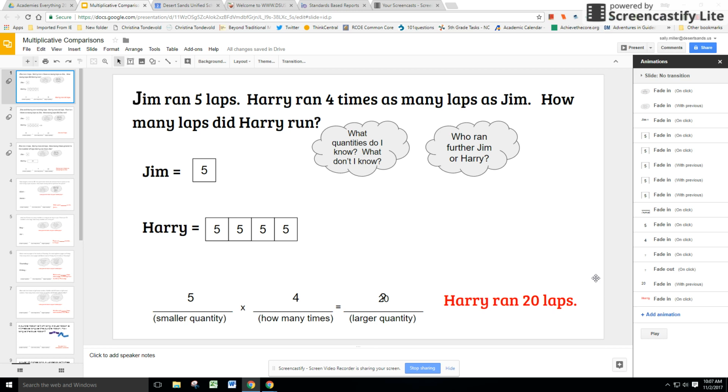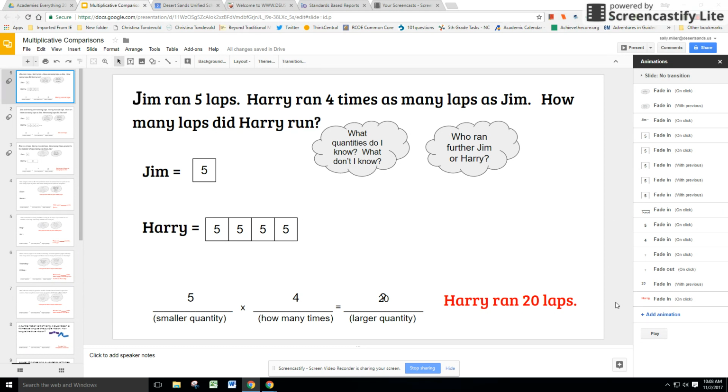Hello, fourth grade teachers. I want to quickly share a Google slideshow I created to have your students practice with multiplicative comparisons. I want to thank Kathy Hickman-Ollernick and Allison Hodges for sharing resources with me, which made it very easy for me to create this slideshow.